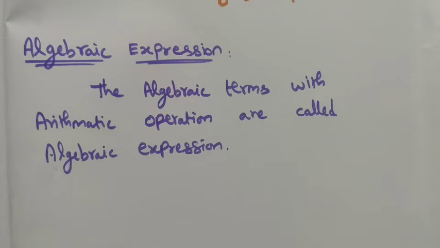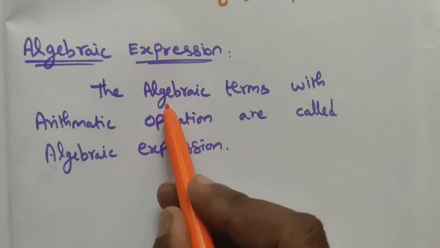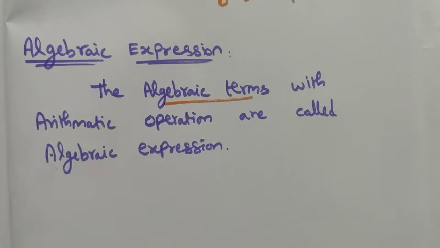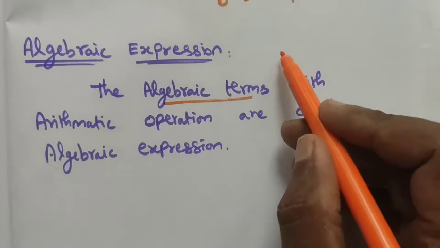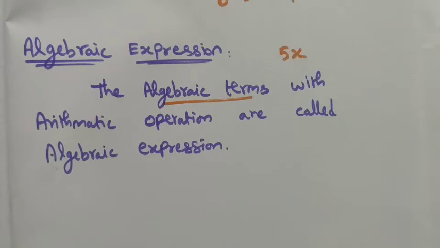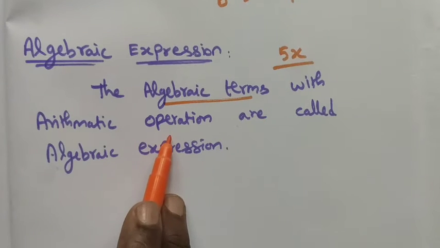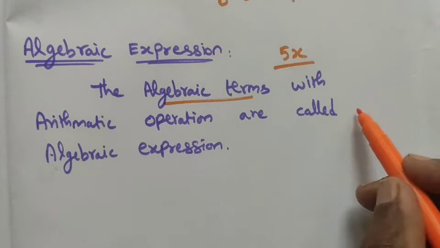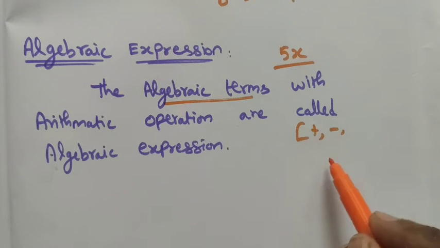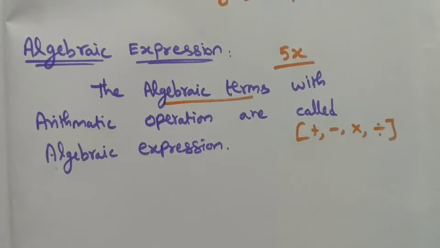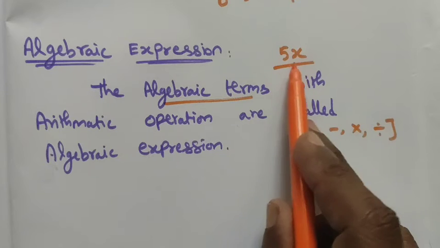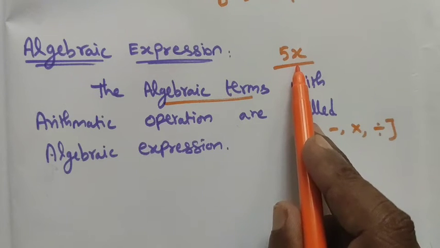Next, algebraic expression. The algebraic terms with arithmetic operation are called algebraic expression. We know that an algebraic term means the product of constant and variable. For example, 5x is an algebraic term. The arithmetic operations are addition, subtraction, multiplication and division. These are the basic arithmetic operations, right? If any one of these operations is present, it is called an algebraic expression.